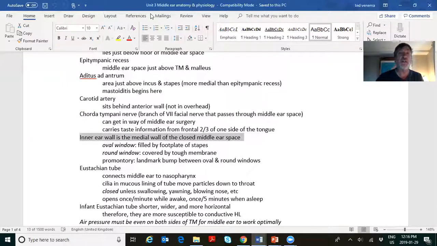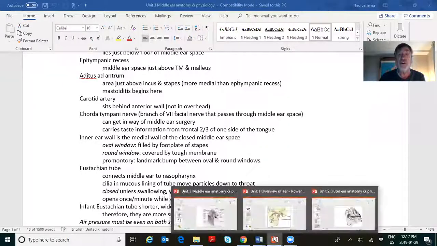The inner ear wall is the medial wall of the closed middle ear space. Now think of lateral and medial. Lateral means the sides, medial means the center. Okay, so whenever you see the word medial in anatomy, it means toward the center. Lateral means toward the sides. So now let's look at the middle ear space in terms of lateral and medial.